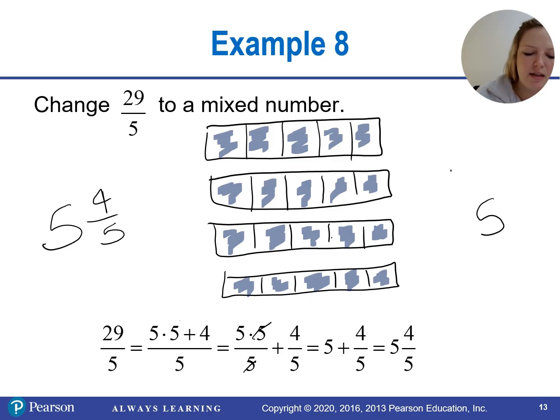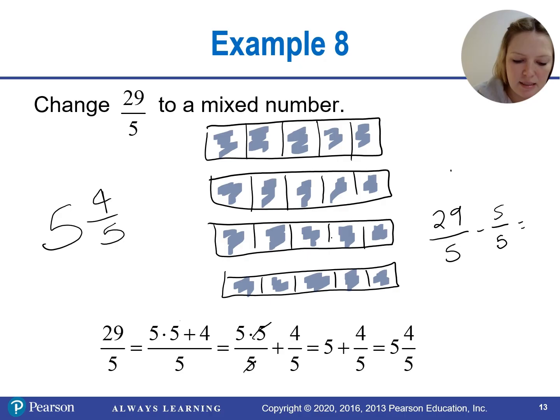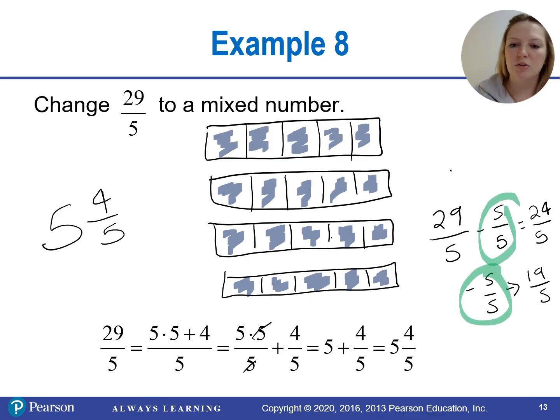You could also think of it as repeated subtraction and say, how many times can I subtract 5 fifths from 29 over 5 to get the number of wholes? So I would say 29 over 5 minus 5 fifths is 24 over 5, minus 5 fifths would be 19 over 5, and then you would count up how many wholes you were able to get out of 29 over 5, and you should get 5 wholes.